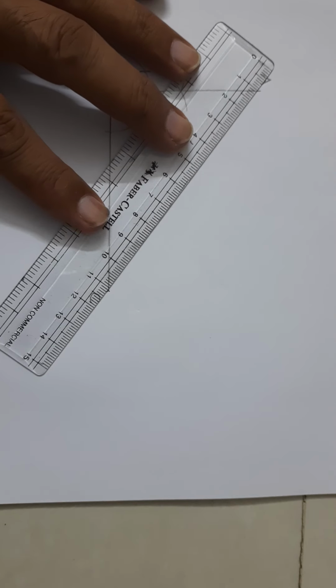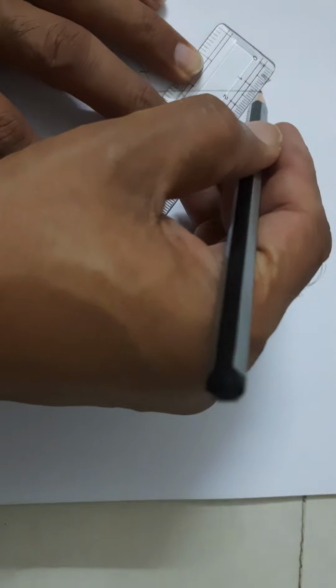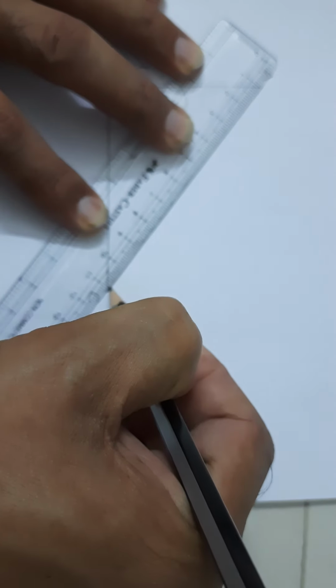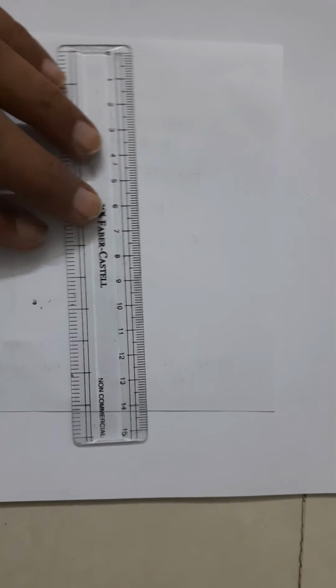Let's join AC. AC is joined. Now we want to draw the perpendicular from B to AC. So for that I am showing you on another page how it can be drawn first, and then I will actually draw it in the figure.